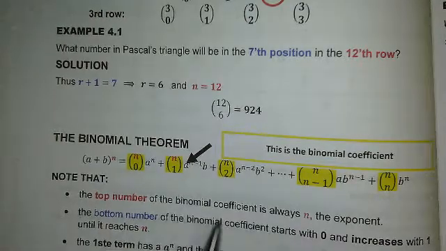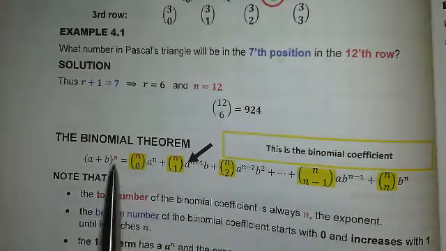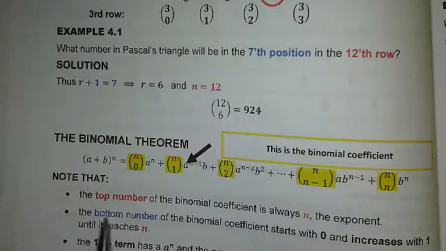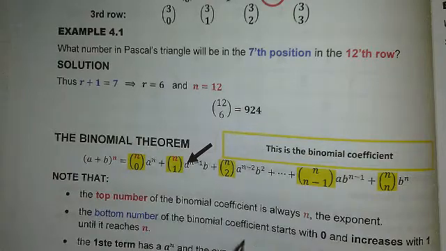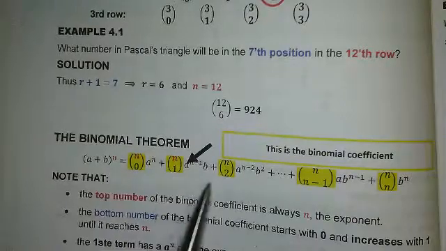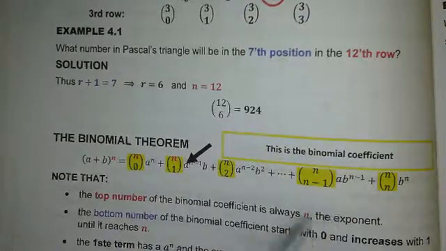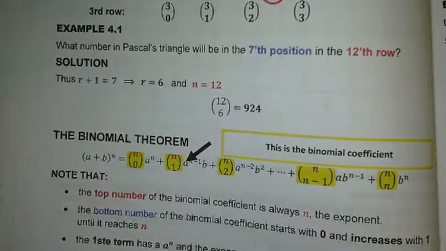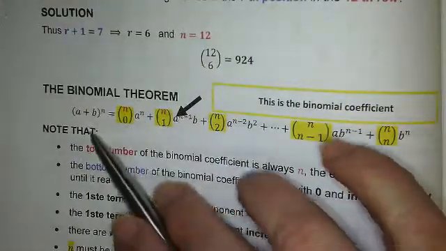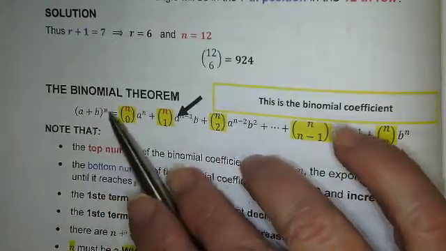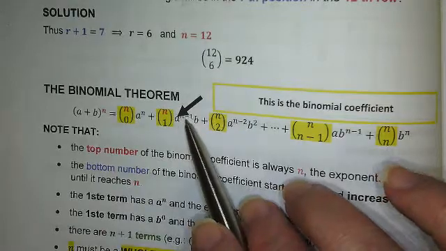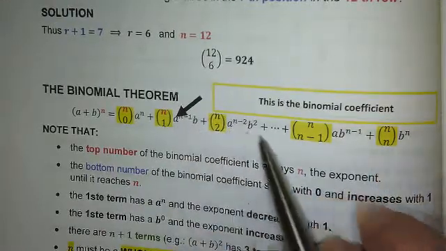The top number of the binomial coefficient is always the n, and the n will be a whole number. The bottom number starts with a 0. So you start with a 0, and then it's a 1, 2, and then n minus 1, n. The first term always has a to the n, because you take the a with the highest exponent and then work in descending order. The next one will be a to the n minus 1, the next one a to the n minus 2, and so you carry on.